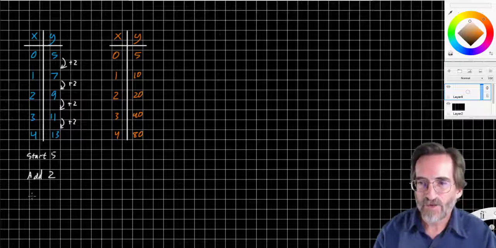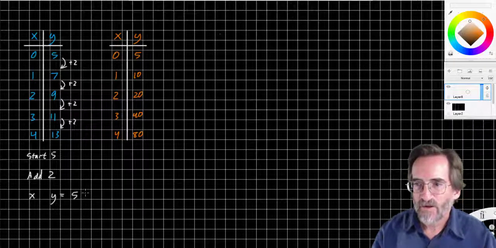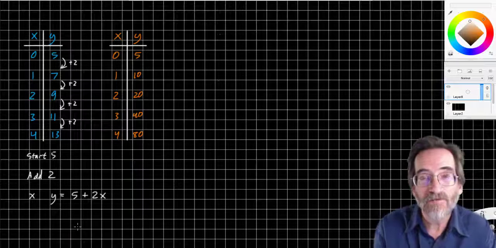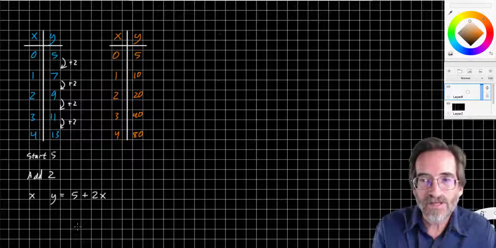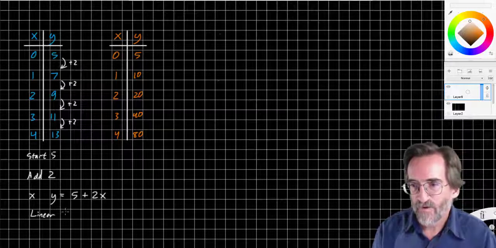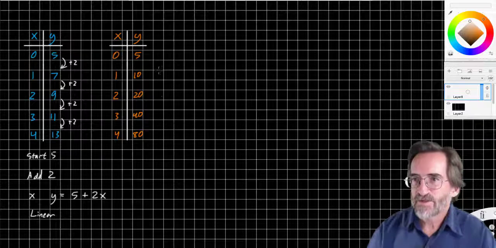We can generalize this relationship this way. If I put in x, I get out y equals 5 plus 2x, right? You may recognize that as 2x plus 5, and hopefully recognize that this is a linear function. It graphs as a line. Okay? All right, so let's generalize this one here.